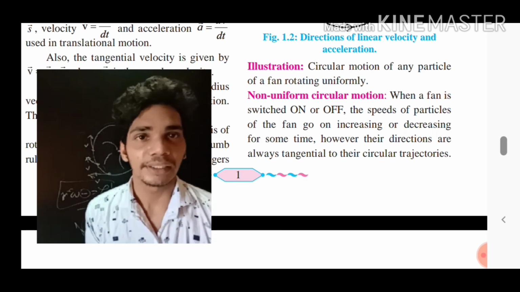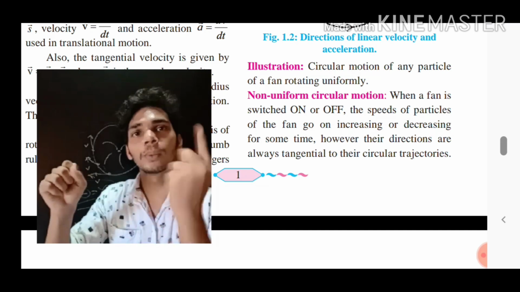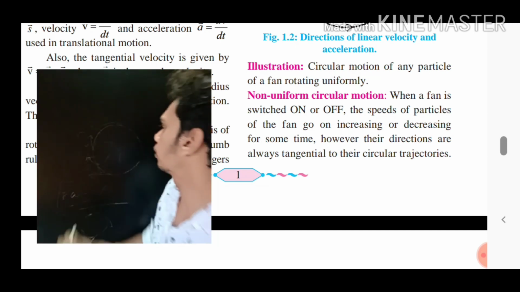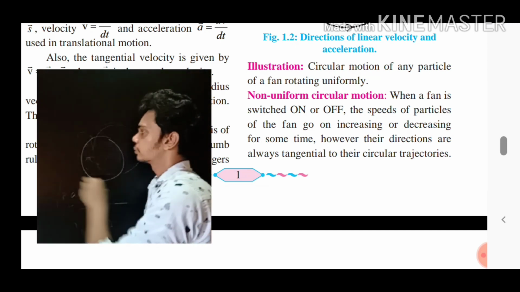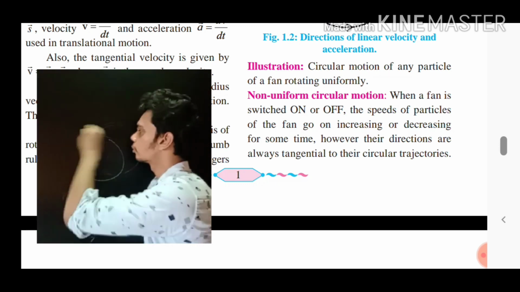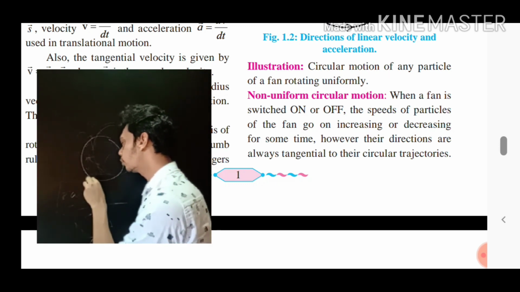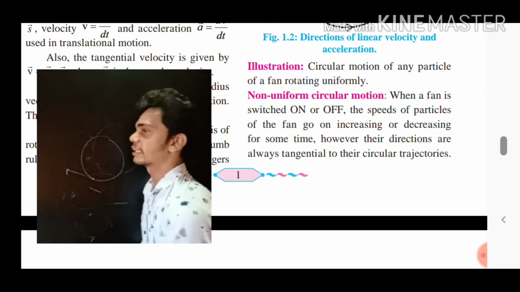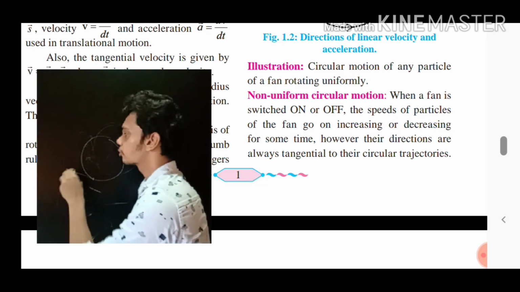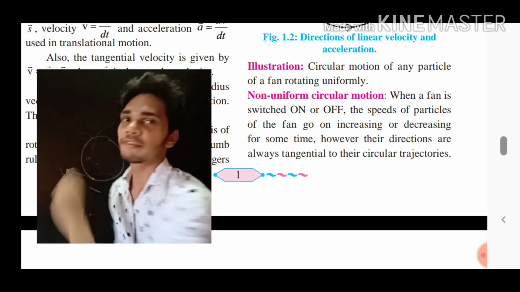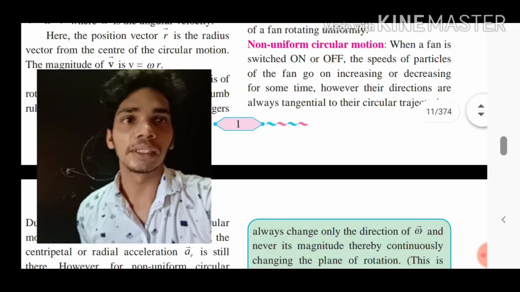The word trajectories is used because, see, trajectory means what? Suppose this is a moving object, it's moving and suddenly it stops. Whatever is moving will follow a trajectory, meaning it will be thrown out in the tangential way. So that's why the word they have used is trajectories. We have to understand that.